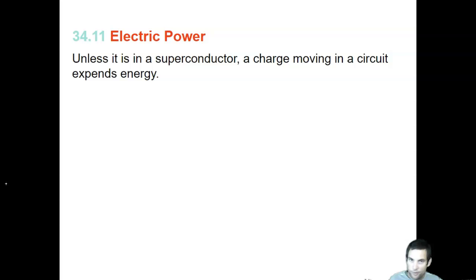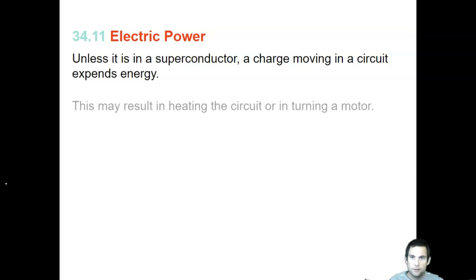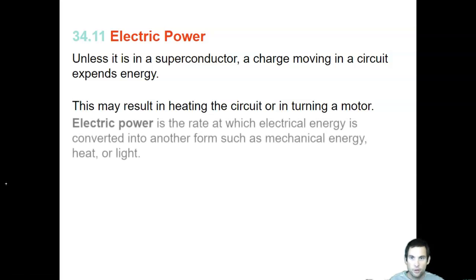So if there's a light bulb that's rated at 40 watts, that watt is the changing of the energy per second. The higher the wattage, the quicker it changes that energy. So that means it requires more and more energy. Unless it's in a superconductor, a charge moving in a circuit expends energy. This may result in heating the circuit or in turning a motor.